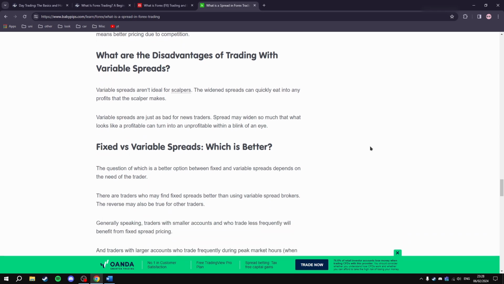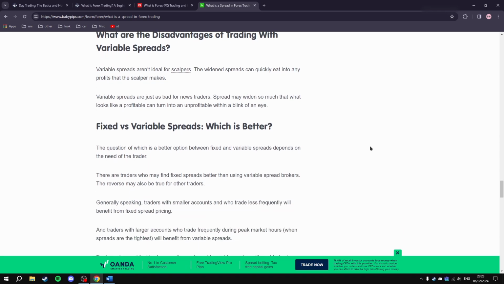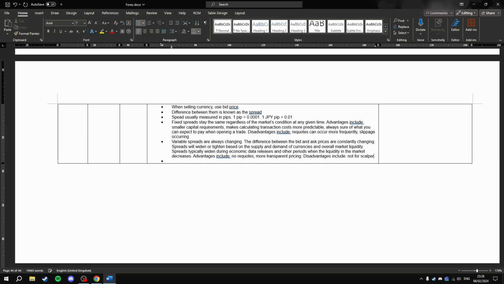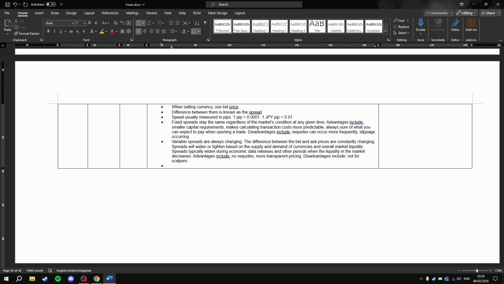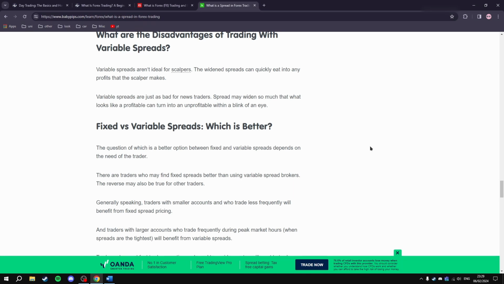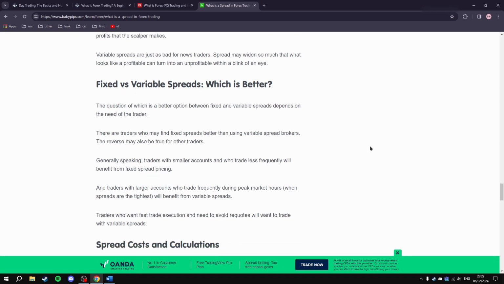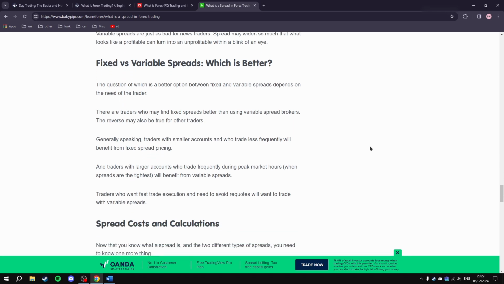Fixed versus variable spreads, which is better? The question of which is a better option between fixed and variable spreads depends on the needs of the trader. There are traders who may find fixed spreads better than using variable spread brokers. The reverse may also be true for other traders. Generally speaking, traders with smaller accounts and who trade less frequently will benefit from fixed spread pricing.